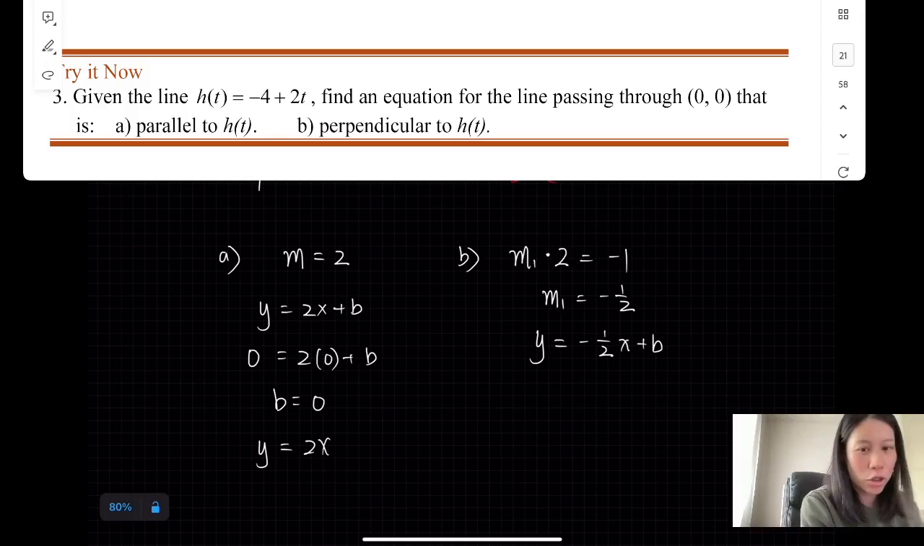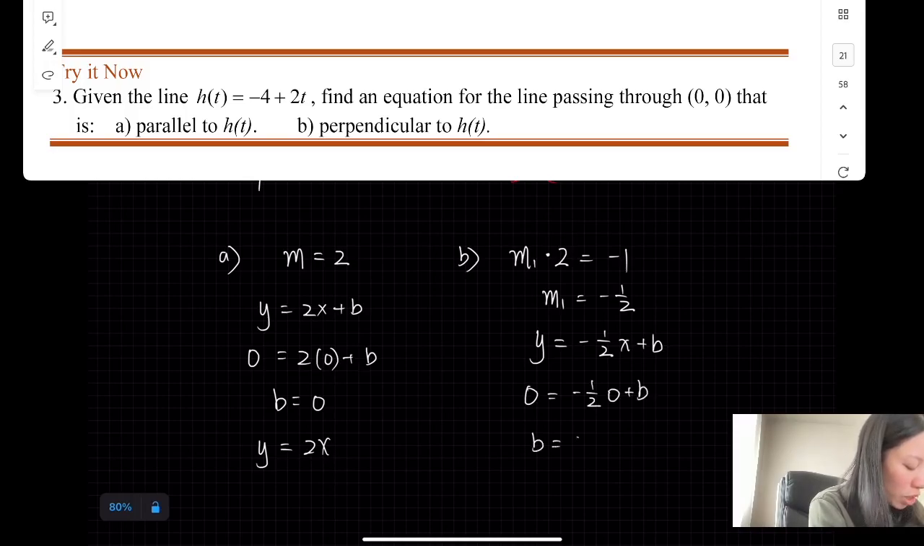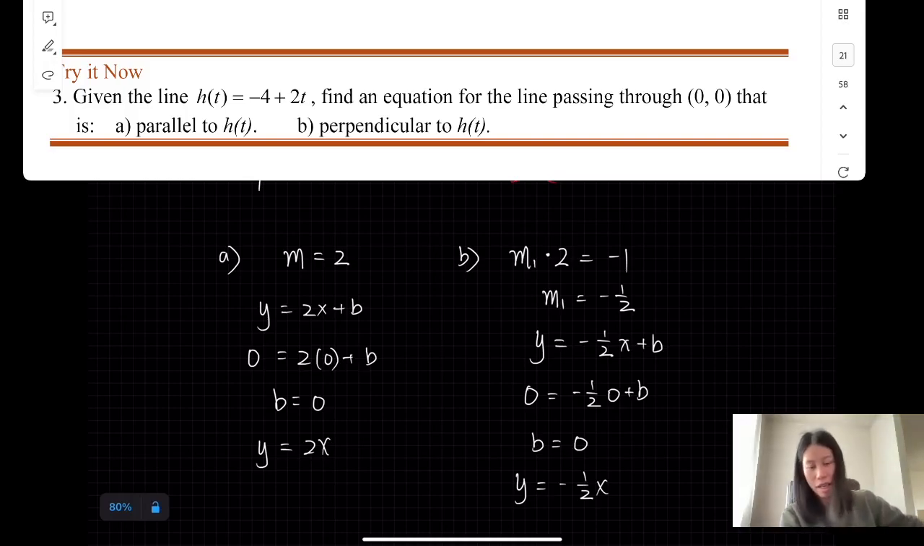Again, this is passing through the point (0, 0). When we substitute (0, 0) into the function, we will find b equals 0. All right, so that means the perpendicular line is equal to -1/2 x.